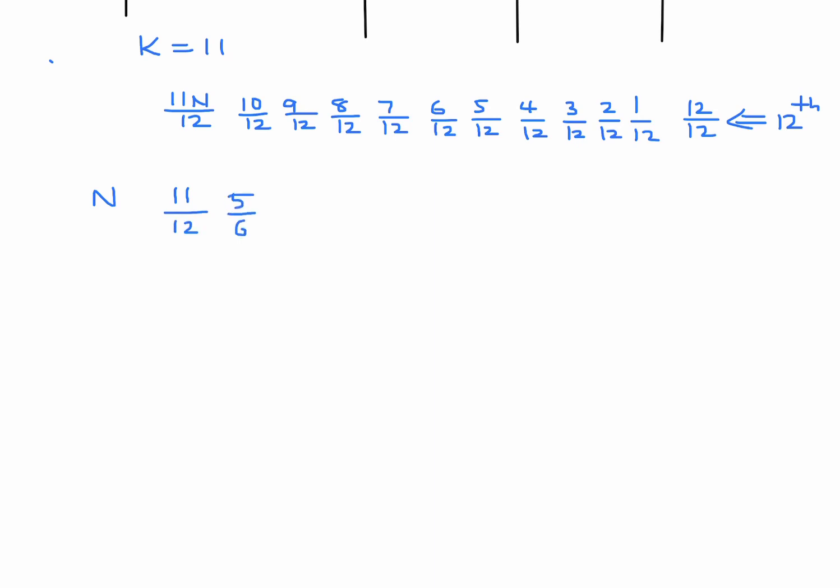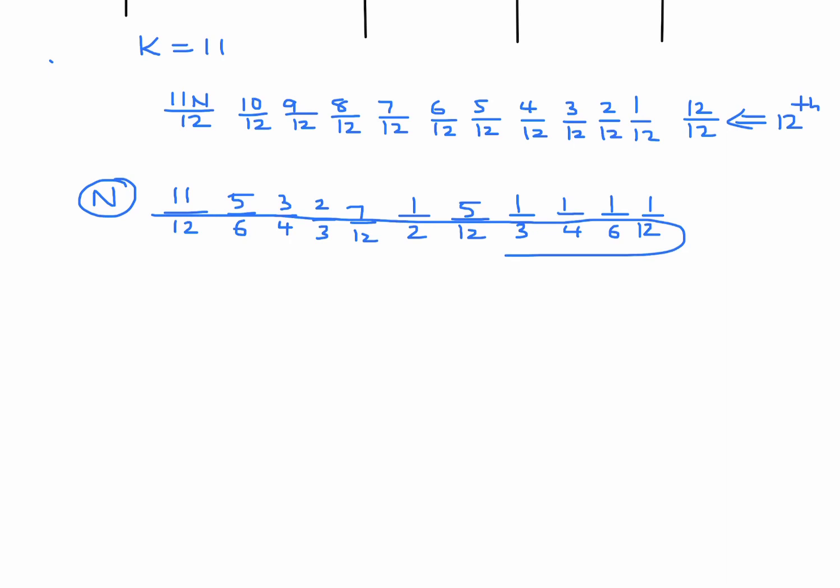5 over 6, 3 over 4, 2 over 3, 7 over 12. I'm just breaking these down into lowest terms. Hopefully that will help us. 1 over 3, 1 over 4, 1 over 6, and then 1 over 12. Okay. In order for this to be an integer, that means that n has to cancel with the denominator.